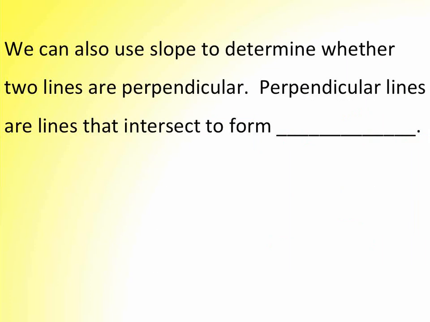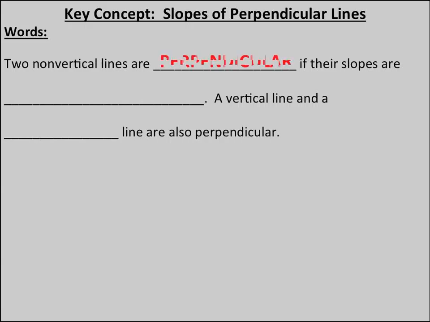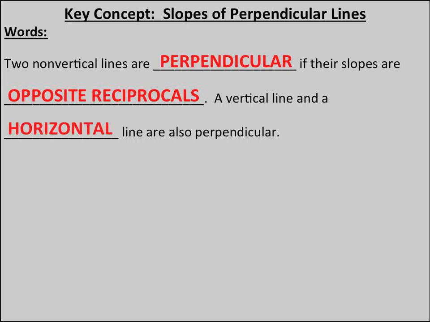Great. We can also use slope to determine whether two lines are perpendicular. Perpendicular lines are lines that form right angles. Slopes of perpendicular lines: two non-vertical lines are perpendicular if their slopes are opposite reciprocals. A vertical line and a horizontal line are also perpendicular.